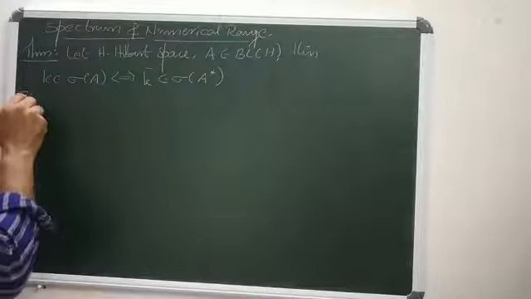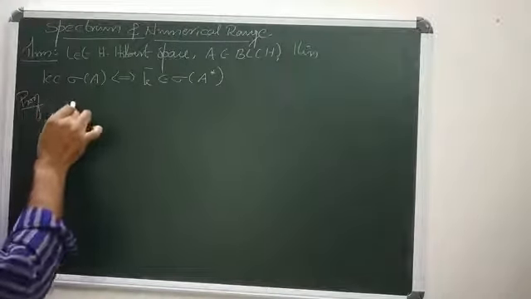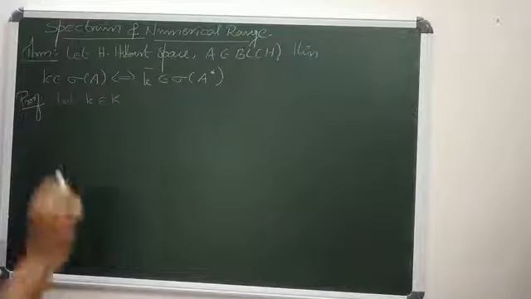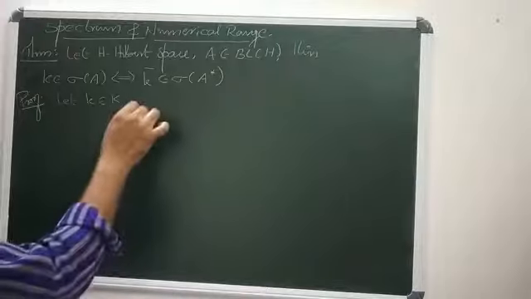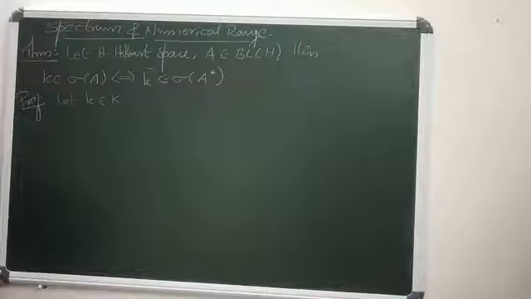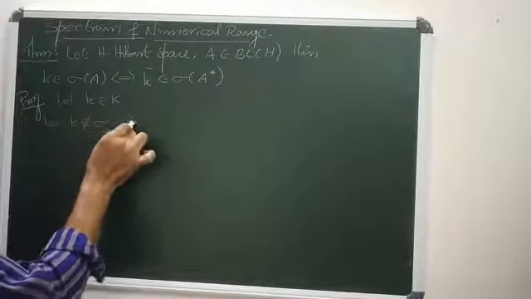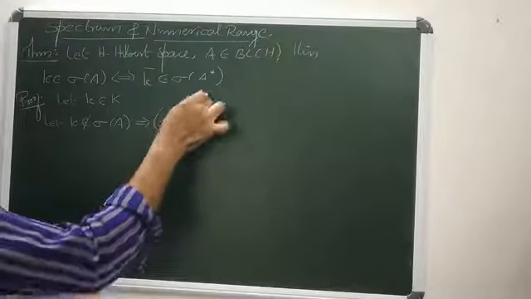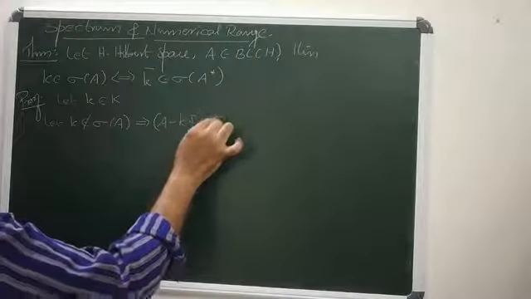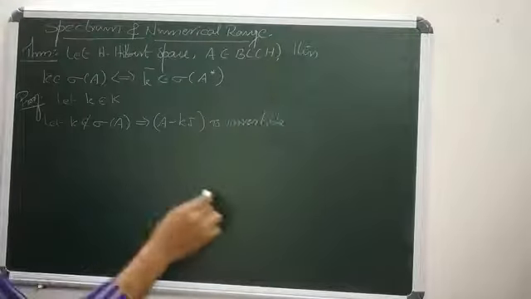How to prove this one? So the proof is immediate. Why? Let K be a scalar in the complex numbers. K in sigma A means A minus K I is not invertible. So let K be outside of sigma A. K outside of sigma A means A minus K I is invertible. So A minus K I is invertible.